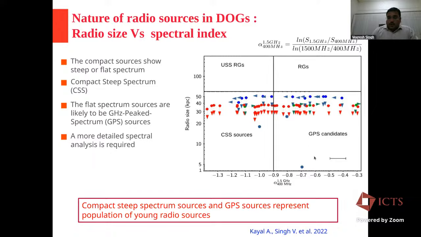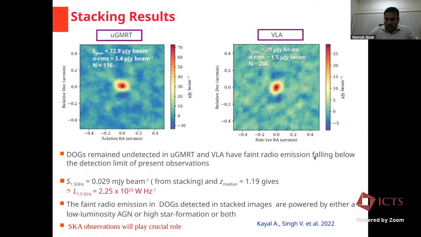So there is a hint that these could be young radio sources hosted in obscured galaxies. And there were a large number of sources which remained undetected in the uGMRT and JVLA surveys. So what we did is we utilized the stacking method. We stacked all these radio image cutouts centered at the optical positions of dust obscured galaxies, and we could get a clear detection.